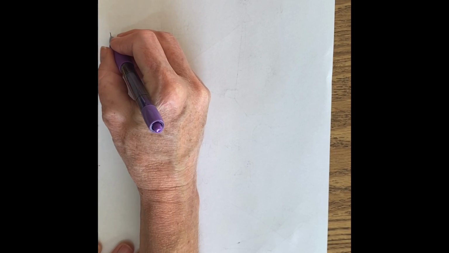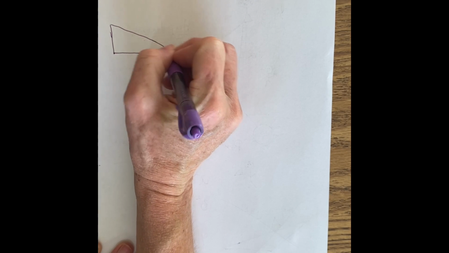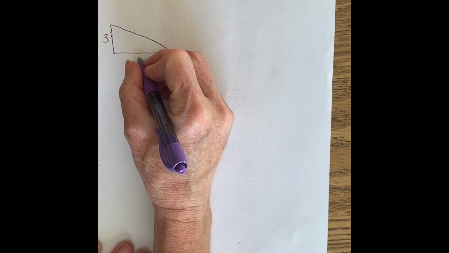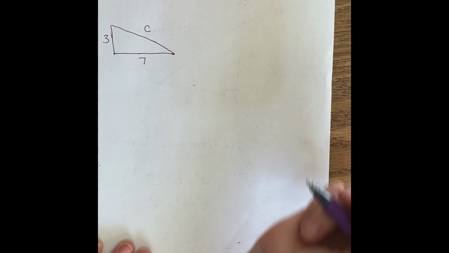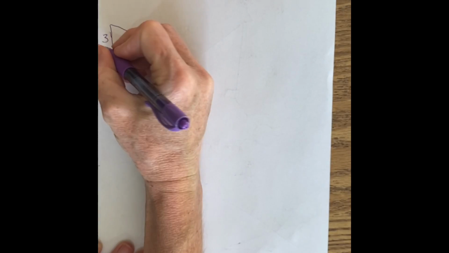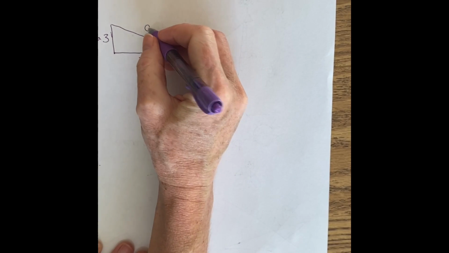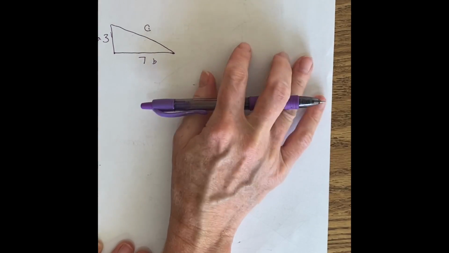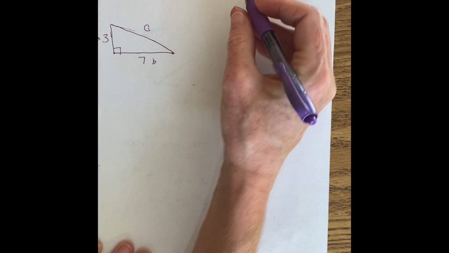So let's say I have a triangle and its legs are 3, 7, and C. Okay? 3, 7, and C. Which one do we want to be A and which one do we want to be B? I'm going to call 3 A and 7 B. Does it matter? No. But C is always C. Always, always, always, always. The hypotenuse is C.